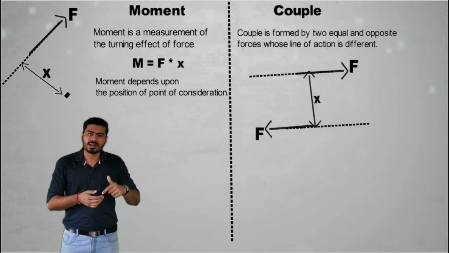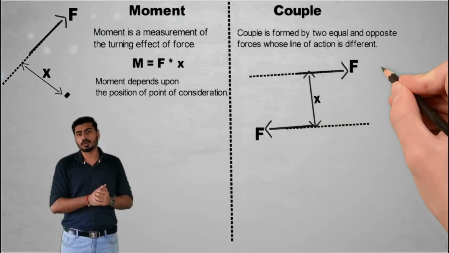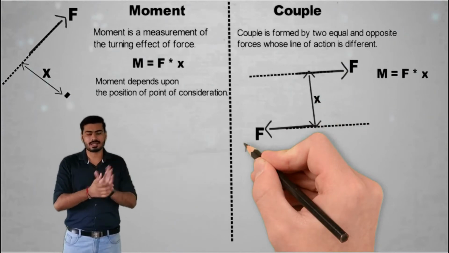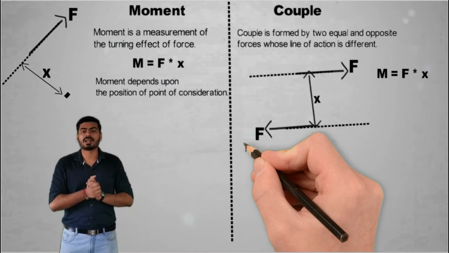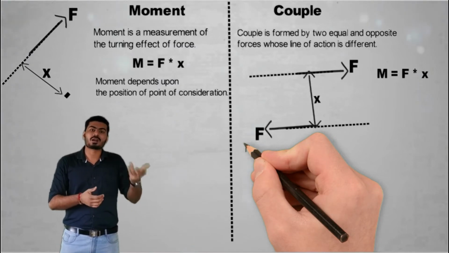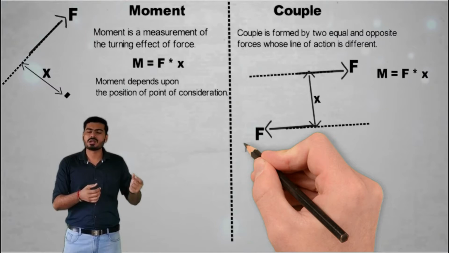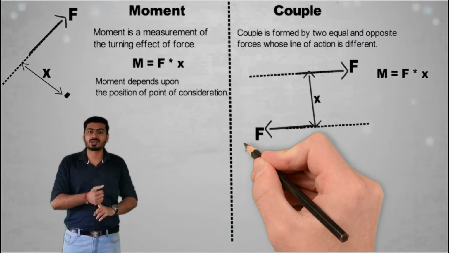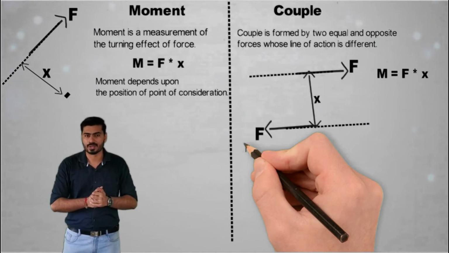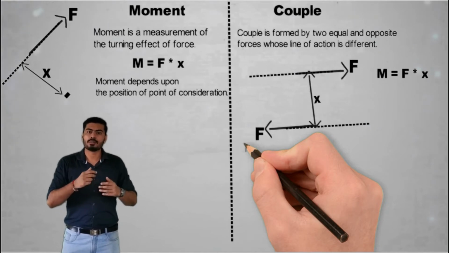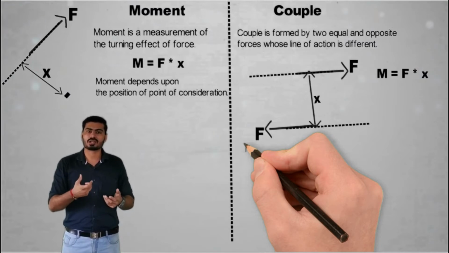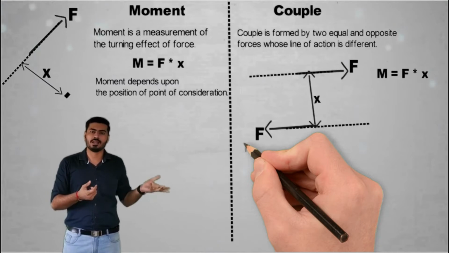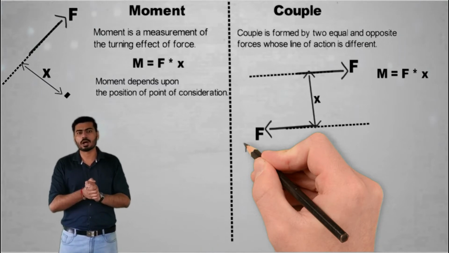So the moment can be calculated for this couple by the equation M equals force into distance x. This is the formula for finding the moment generated by the couple. A couple is nothing but the combination of two different forces, and these two forces will also try to rotate the body in a clockwise direction. That's why the measurement of this rotation can be calculated using the equation M equals F into x. So this is the simple basic formula of the couple.